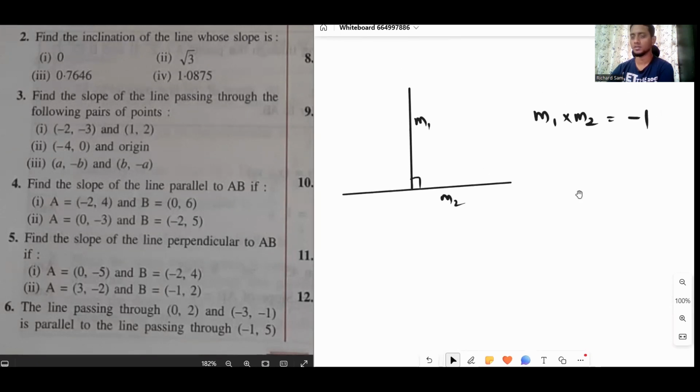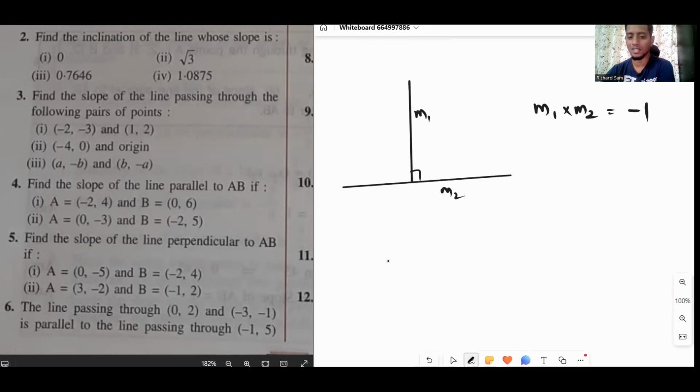Got it? So for example, let us say m1 is equal to 3. So what will be the slope of m2? We put the values in this formula. So 3 into m2 is equal to minus 1. Take the 3 on that side. Minus 1 divided by 3. Because it's multiplied here, it will get divided on the other side, right? Clear?